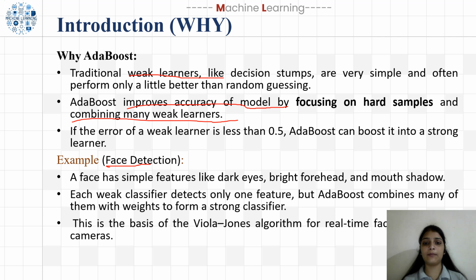Now let's take a practical example. In face detection, one weak model might only detect the eyes, another might only detect the mouth shadow. Alone they are not enough. But AdaBoost combines many such weak learners, and what's special is it pays extra attention to hard to classify examples. Together, these weak learners form a strong and accurate model for face detection. This is the basis of the Viola-Jones algorithm for real-time face detection in cameras.